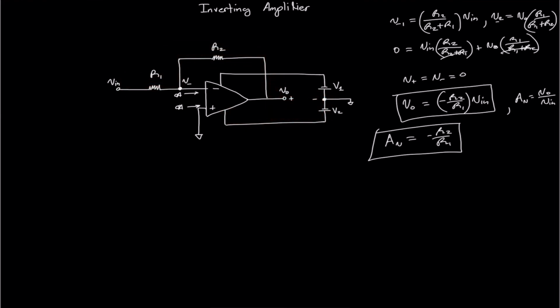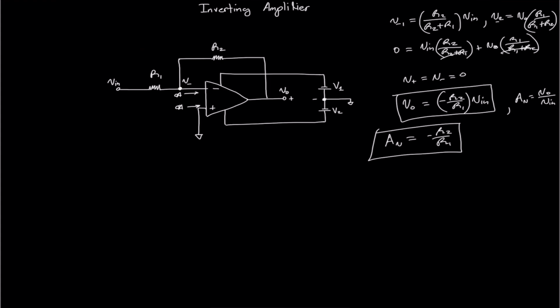So we can then go ahead and look at the input resistance. We know that the input resistance for a non-inverting amplifier was infinity. But first, let's talk about the input resistance for the inverting amplifier. The input resistance, as you know, is defined as the ratio of V in to I in, where V in is the applied voltage signal, and I in is the current drawn from that source by the op amp circuit.